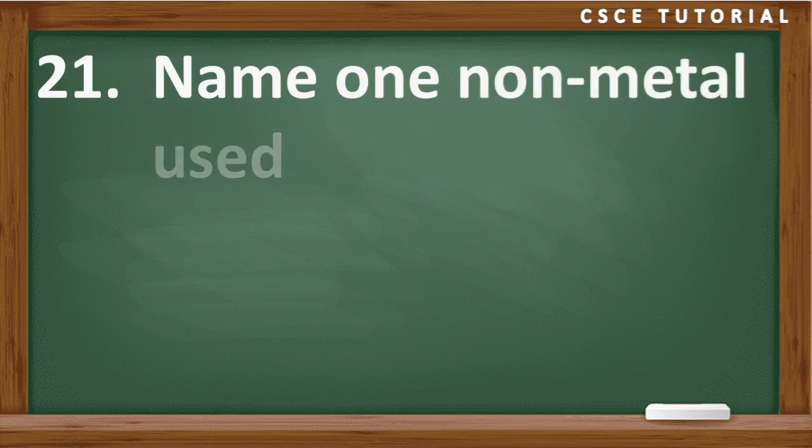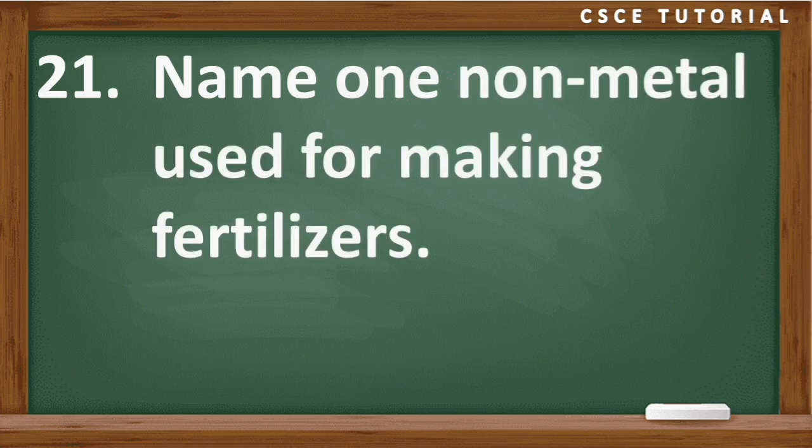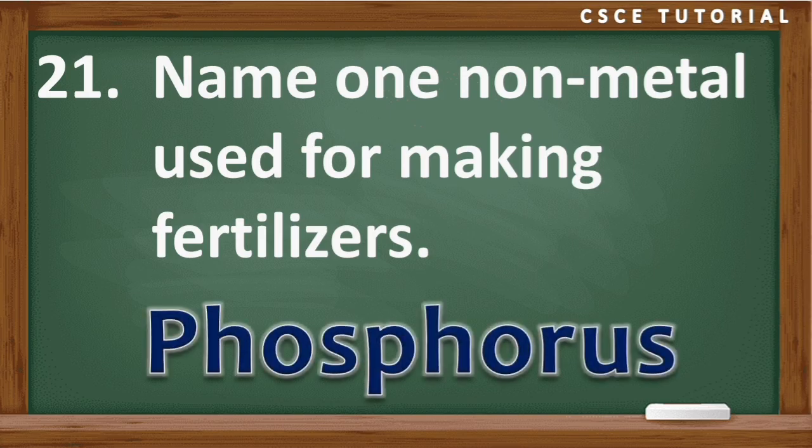21. Name one non-metal which is used for making fertilizers. Fertilizers बनाने के लिए कौन सा non-metal यूज होता है? इसका आंसर है phosphorus. Phosphorus is used for making fertilizers.